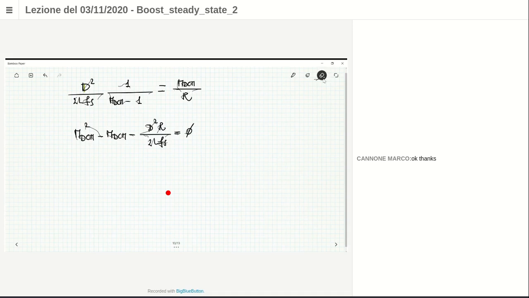So anyway, this is the expression of m, so I have to derive m, typical second order equation, etc. And M is equal to 1 plus square root of 1 plus 4 D square R over QLFS. This is the only acceptable result. Okay, there is another result which is given by 1 minus, but it's not acceptable because m should be larger than 1.